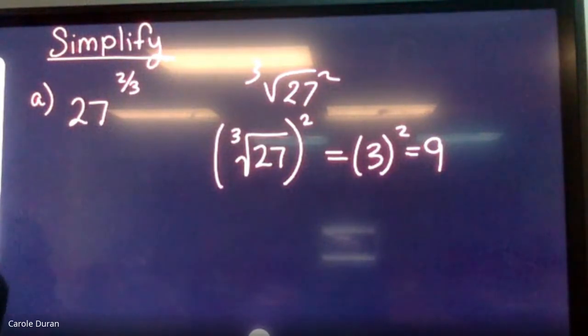So I know the cube root of 27 is 3. So this becomes 3 squared, which equals 9. So the simplified answer here is 9. Where did you get 3? 3 times 3 times 3 is 27. Questions, concerns, or issues with that?